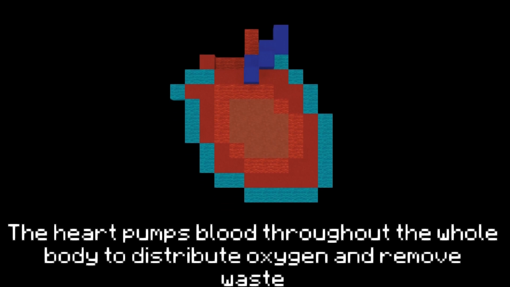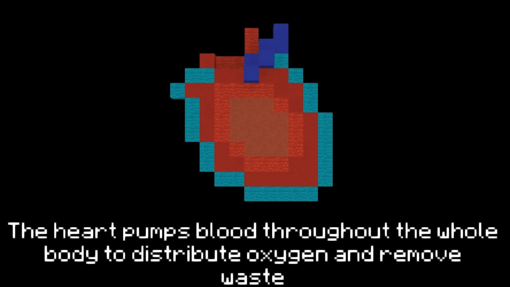Remember, its function is to pump blood throughout the body to distribute oxygen and nutrients to the body cells. The heart is a continuous double pump system that contributes to that majorly.